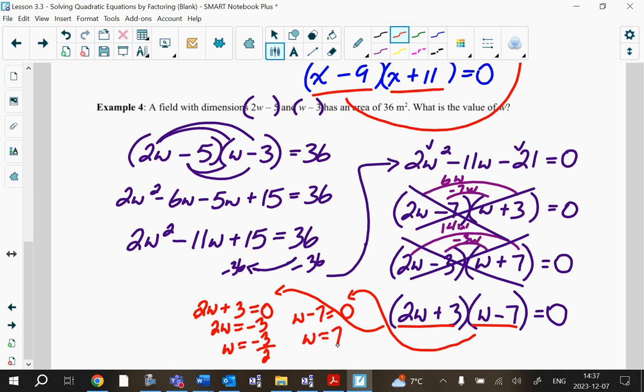So is there two answers? Think about the problem. Can I reject one of the answers because it doesn't make sense? Well, it's okay to have two different answers. But look at the two answers I got. Can I reject one of these because it doesn't make sense? What's that? Say it again.